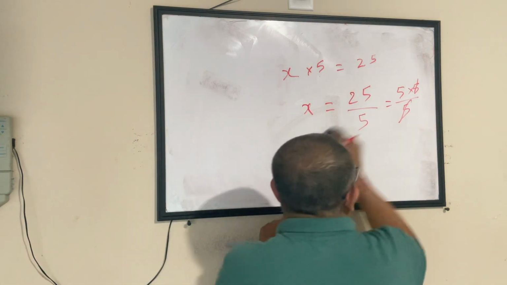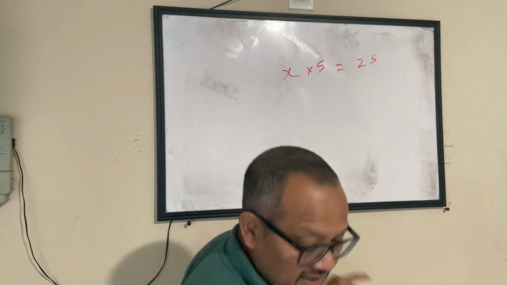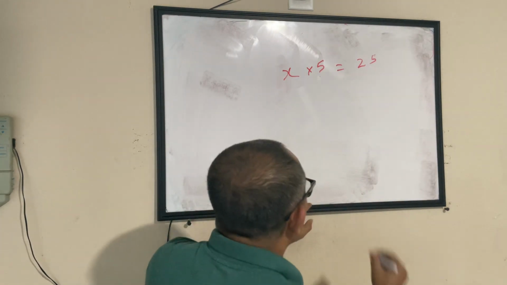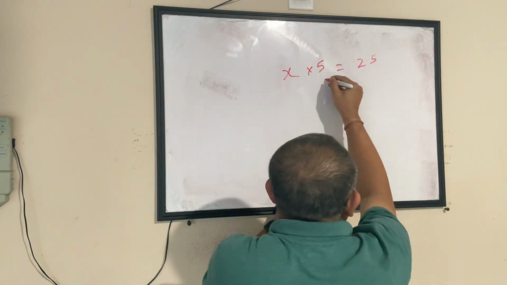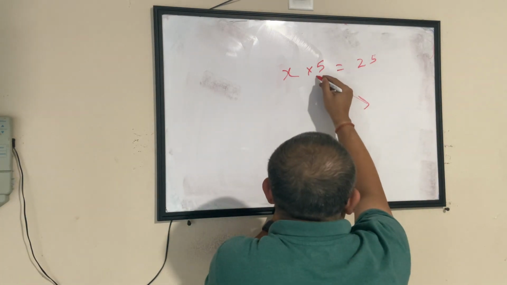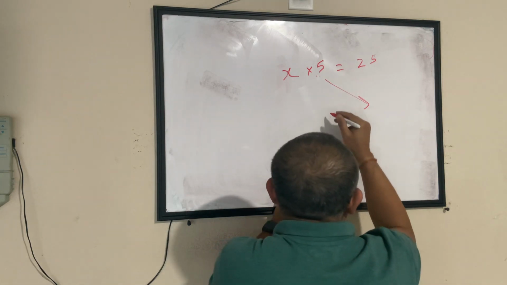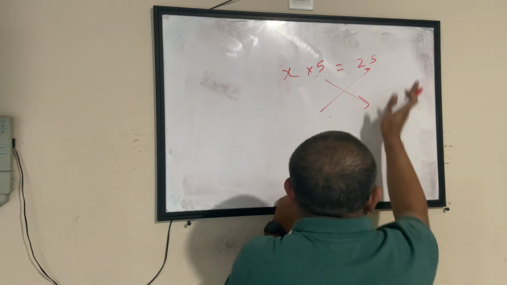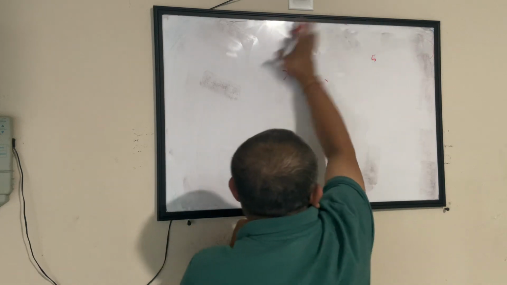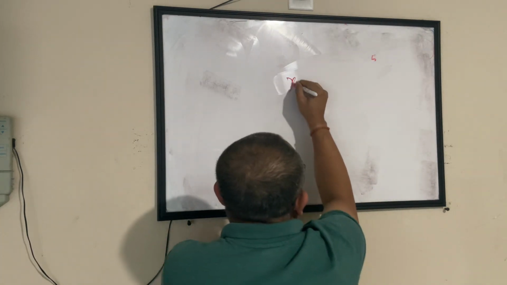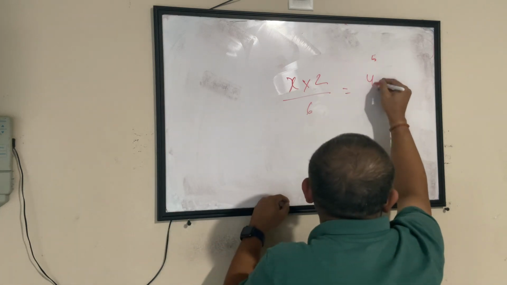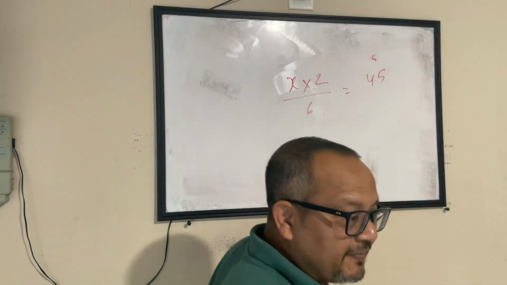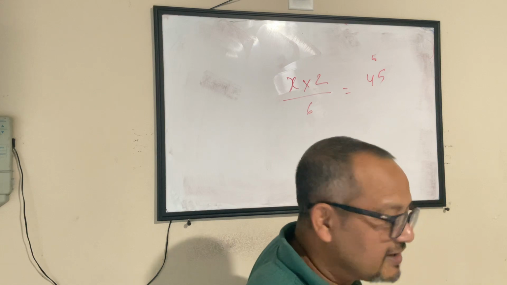Okay. Now, another thing that you can see here is this. If you are only dealing with multiplication or division, it moves this way. Something that is above comes down. If something is below, it goes up. Meaning, now let's look at this: x into 2 by 6 equals 45. And find out the value of x.